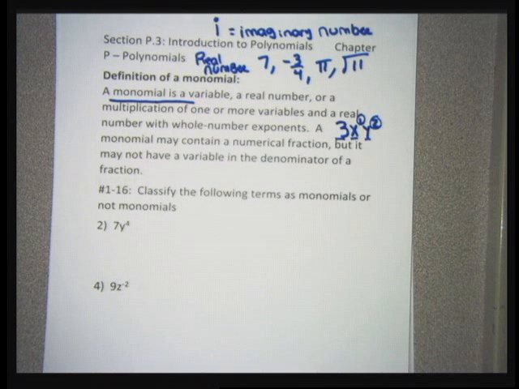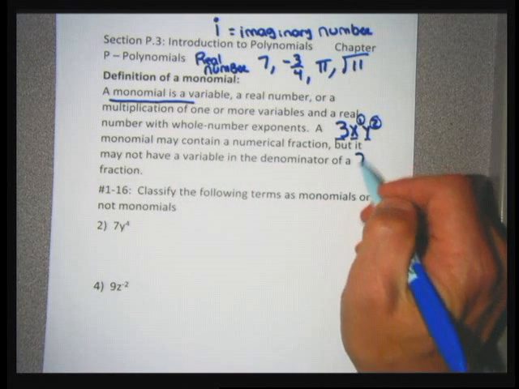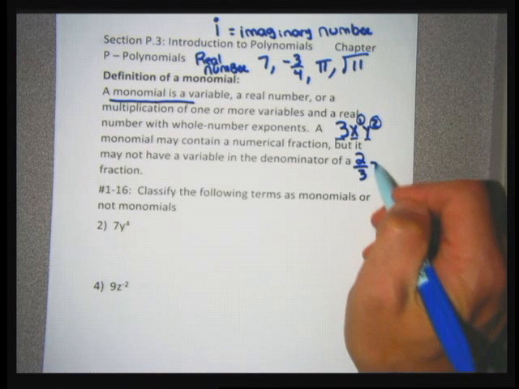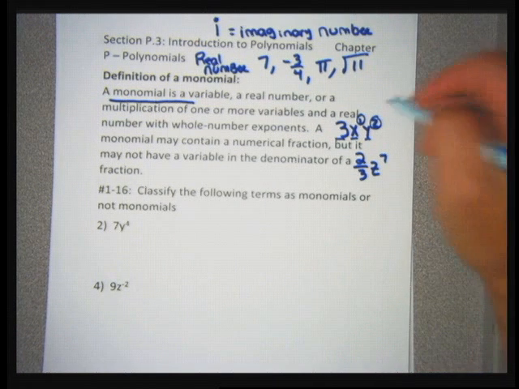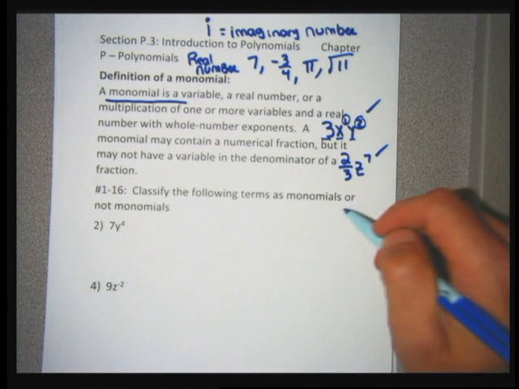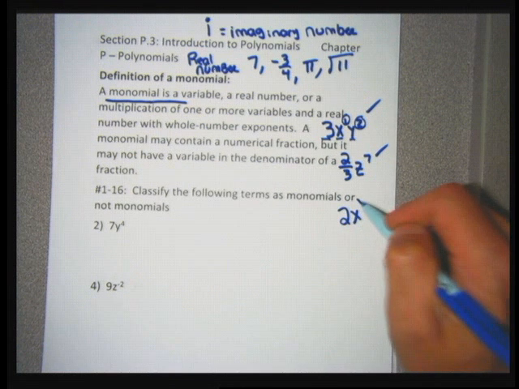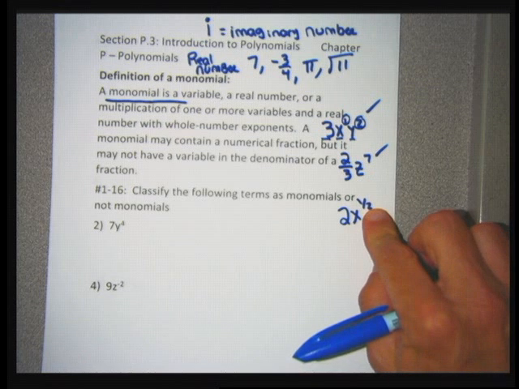And I tried to write a little bit more. I said a monomial may contain a numerical fraction, like for instance this 2/3 z to the 7th power. This would be considered a monomial. It's okay for the real number or the coefficient to be a fraction, but it's not okay to have an exponent that's a fraction. So this is a monomial, this is a monomial, but something like this wouldn't be a monomial because its exponent isn't a whole number, its exponent is a fraction.